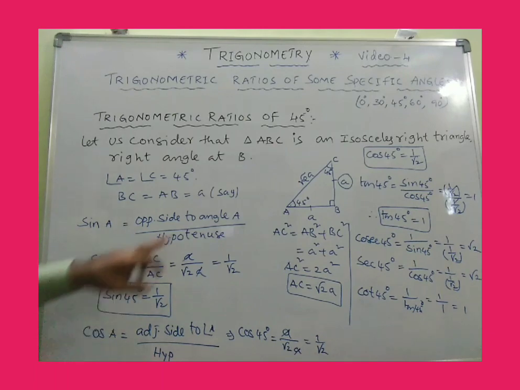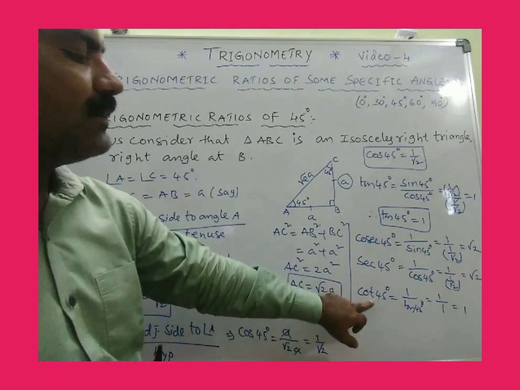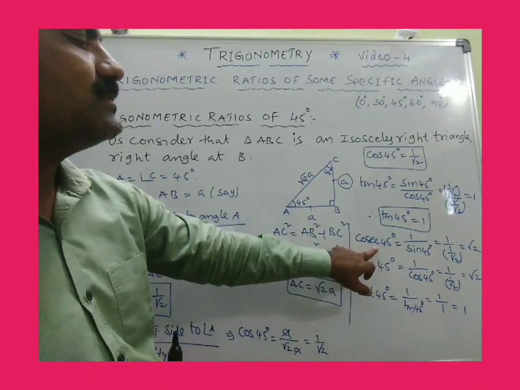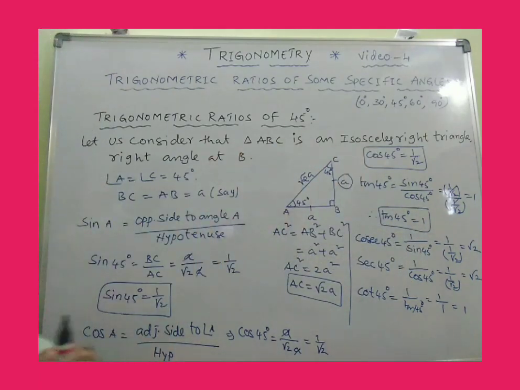So sin 45 and cos 45 are 1 by root 2. Tan 45 and cot 45 are equal to 1. Secant 45 degrees and cosecant 45 degrees are equal to root 2. So finally we got all the trigonometric ratio values for 45 degrees.